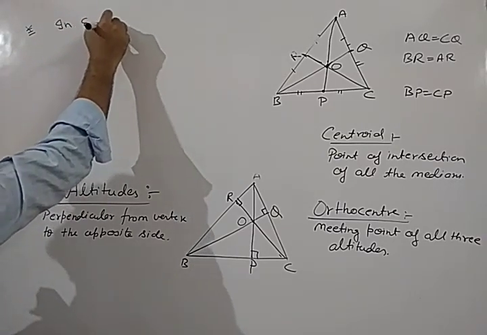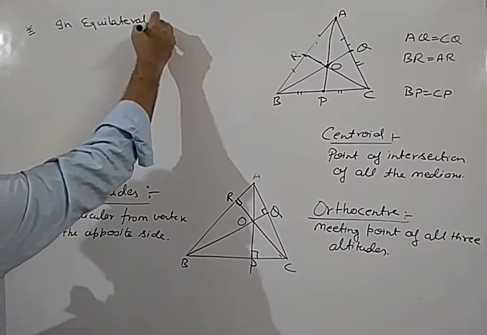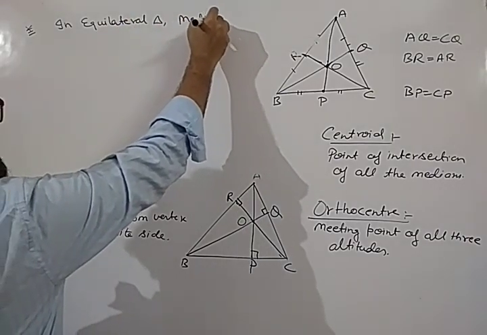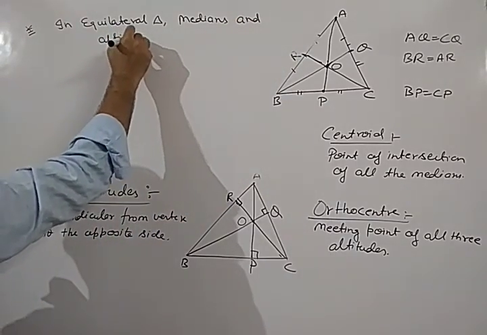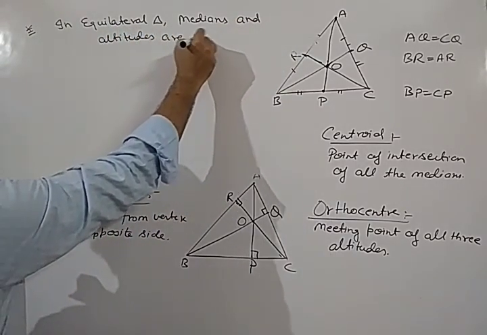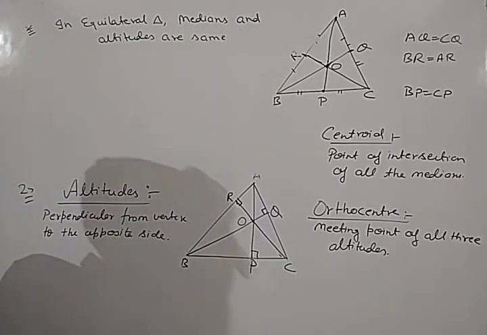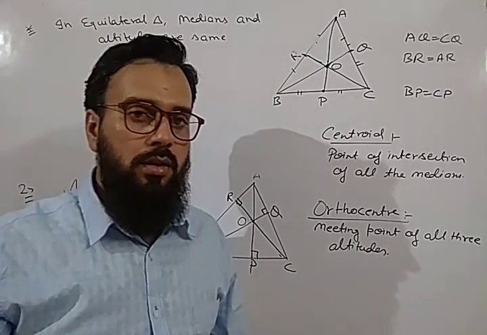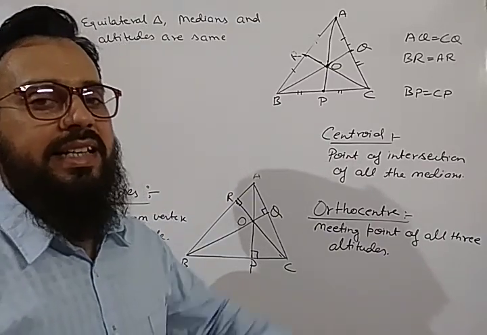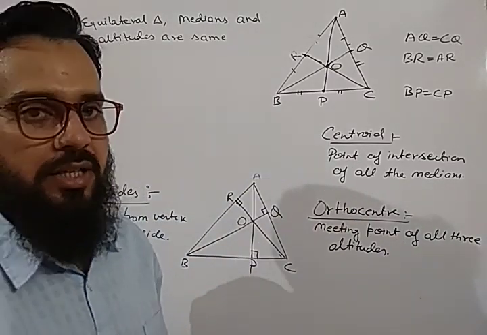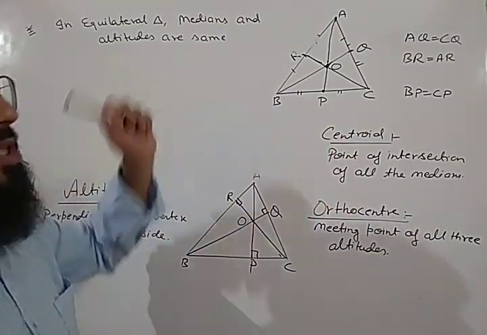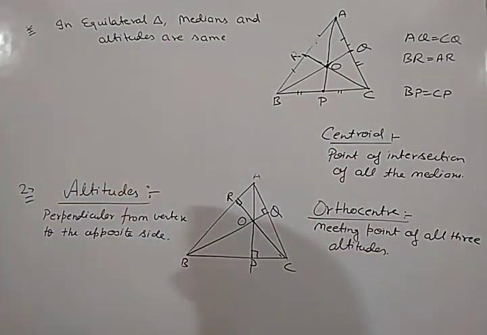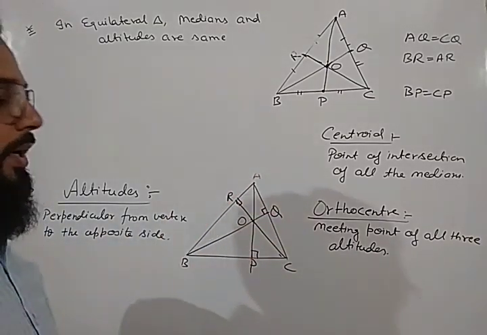In equilateral triangle, medians and altitudes are same. Okay, in case of equilateral triangle, altitude and medians will be same, but in case of all the other triangles, they will be different. Sometimes in case of isosceles triangle also, the medians and altitudes will be same. Okay, so these are the basic terms: altitude, median, orthocenter and centroid.